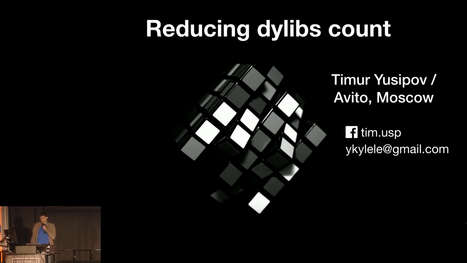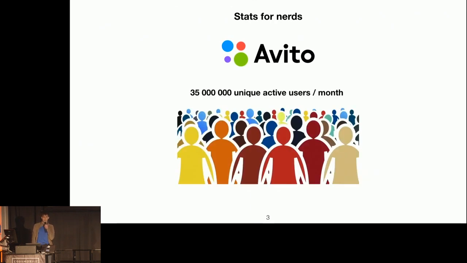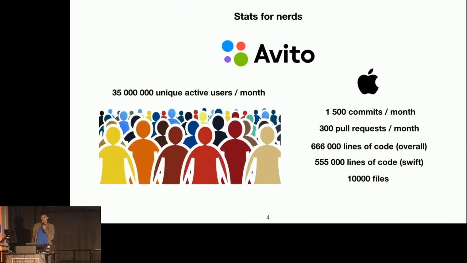Hello everyone, my name is Tim and welcome to a series of talks held by me and my colleagues from the same company called Avito. Avito is a service that connects buyers and sellers of different stuff. It's similar to Craigslist and OLX, but has 35 million unique active users per month and quite complex mobile applications, each having more than 1,500,000 lines of code.